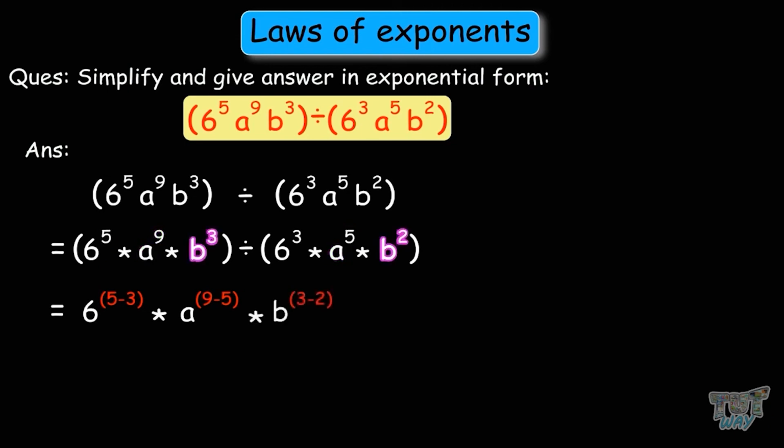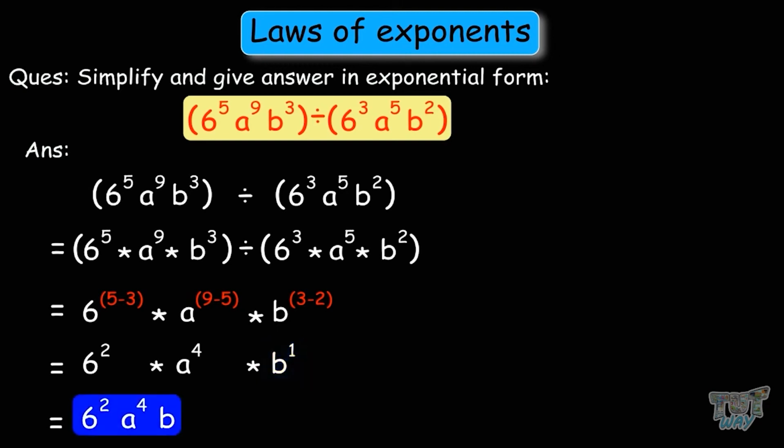And then b to the power of 3 and b to the power of 2 becomes b to the power of 3 minus 2. Perform the subtraction of exponents and we will end up with 6 to the power of 2 times a to the power of 4 times b to the power of 1. Or you can simply remove the multiplication signs. And remember, b to the power of 1 is just b. And this will be our final answer in exponential form.